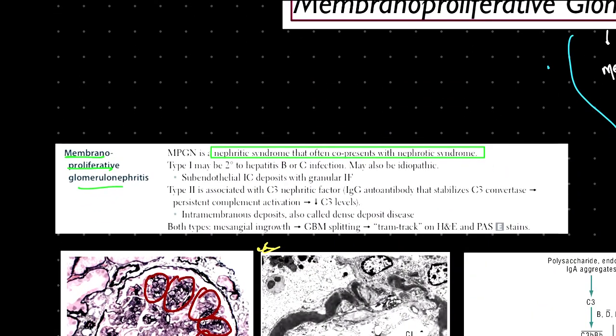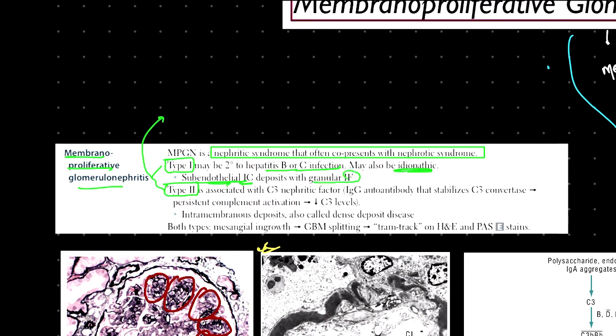Here it is mentioning type 1 and type 2. This division is the current classification; we are not going through the older traditional classification. Talking about type 1, it may be secondary to hepatitis B or hepatitis C infection, and many times it is idiopathic also. There will be immune complex deposition in the subendothelium, and it will cause a granular appearance in immunofluorescence.